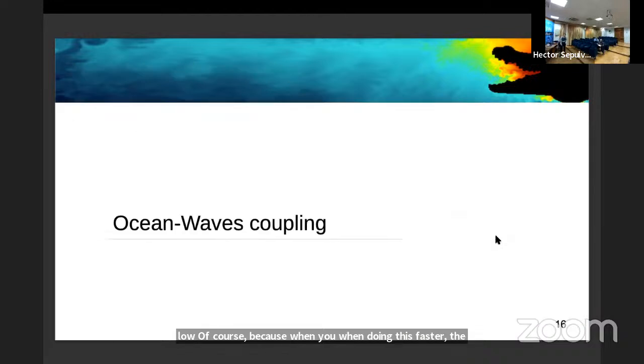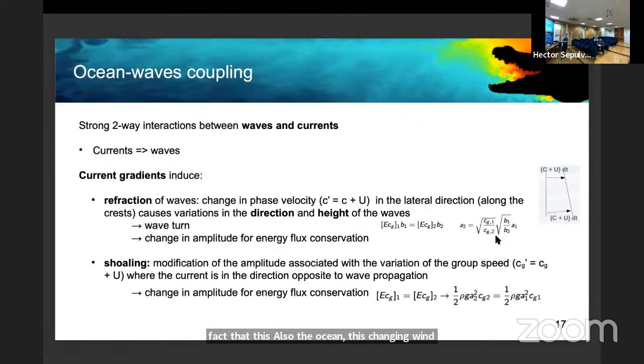So now let's move to wave-ocean coupling. Besides the fact that this wind stress will also influence the ocean, this change in the wind stress, there are strong two-way interactions between the waves and the currents. First, I will talk a bit about the current effect on the waves.